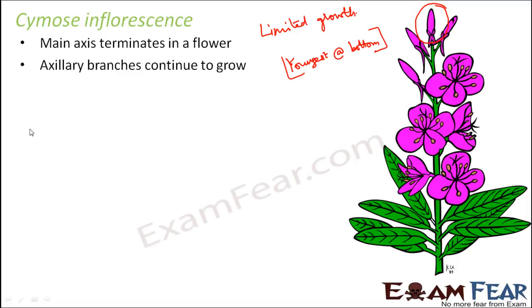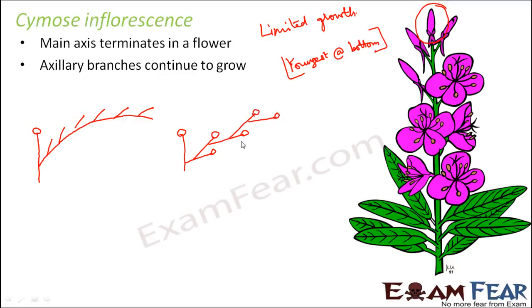Some of the examples of cymose arrangement would be somewhat like this. Let us suppose this is the main axis. It terminated in a flower like this. But the lateral branch can grow. The lateral branch can continue to grow like this. So this can have flowers. Again, there can be an arrangement like this. This is the main axis which terminated in a flower. There is another axis which terminated in a flower. Again, this is terminated in a flower. Again, from here another one which terminated in a flower, and so on. So this is also an example of a cymose inflorescence.